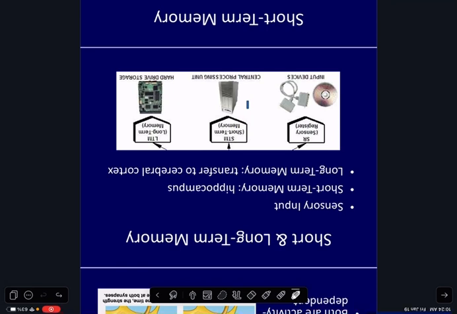But if the memory is thought to be important enough, if the user is writing a document and you want to save it, right, because it's important, you'll transfer it to long-term memory, which is usually on some kind of hard drive storage, whether it's a regular hard drive, or a solid state drive, or a memory stick. Right? That's analogous to long-term memory.